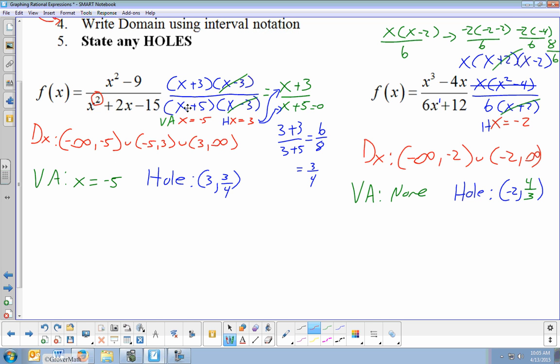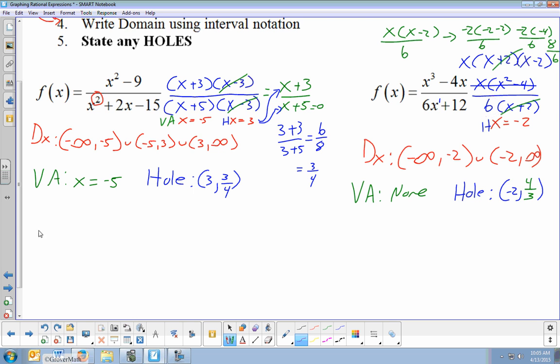If there are any x terms that don't cross out in the bottom, the denominator, that gets you a vertical asymptote. Like in our first example, this x plus 5 did not cross out. That's why we have a vertical asymptote at x equals negative 5. In the second example, all that did not cross out on the bottom is a 6. It's not a variable term, so that's why it does not give us a vertical asymptote.